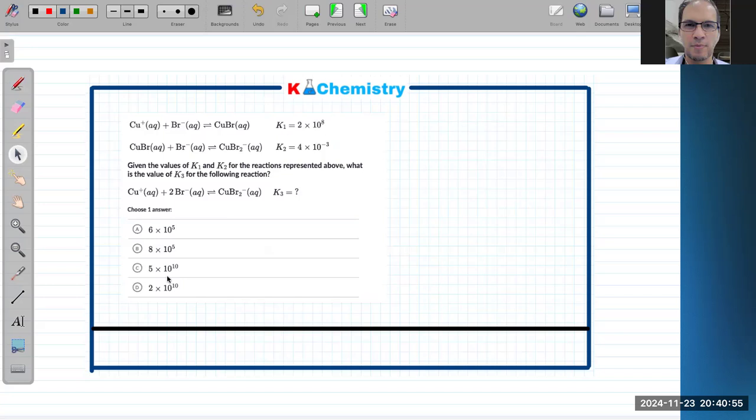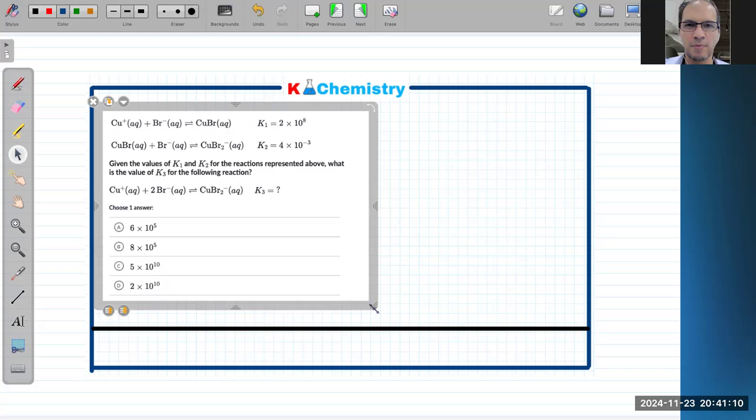So I have another one here, the copper and bromide. This is my K1. The copper bromide plus bromide gives me this K2. I need again to find my new equation, which will be called K3. So let's try to see how we can find K3.